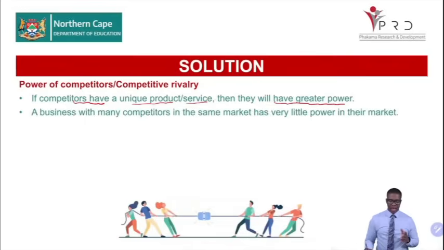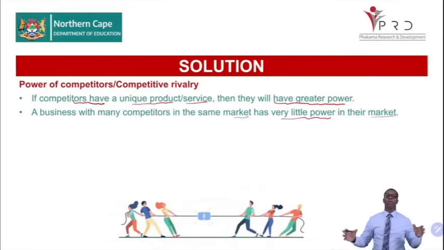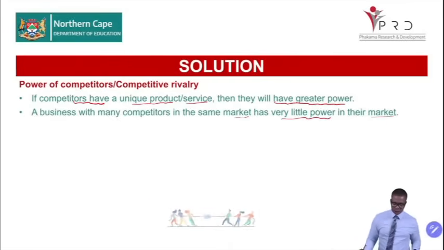Another one is that a business with many competitors in the same market has very little power in that market because there's so much competition. Meaning, as part of a business selling in that marketplace, there are also 20 other businesses selling what you are selling, so you have little power to say you are in control, because the information on what is being sold is easy to find.